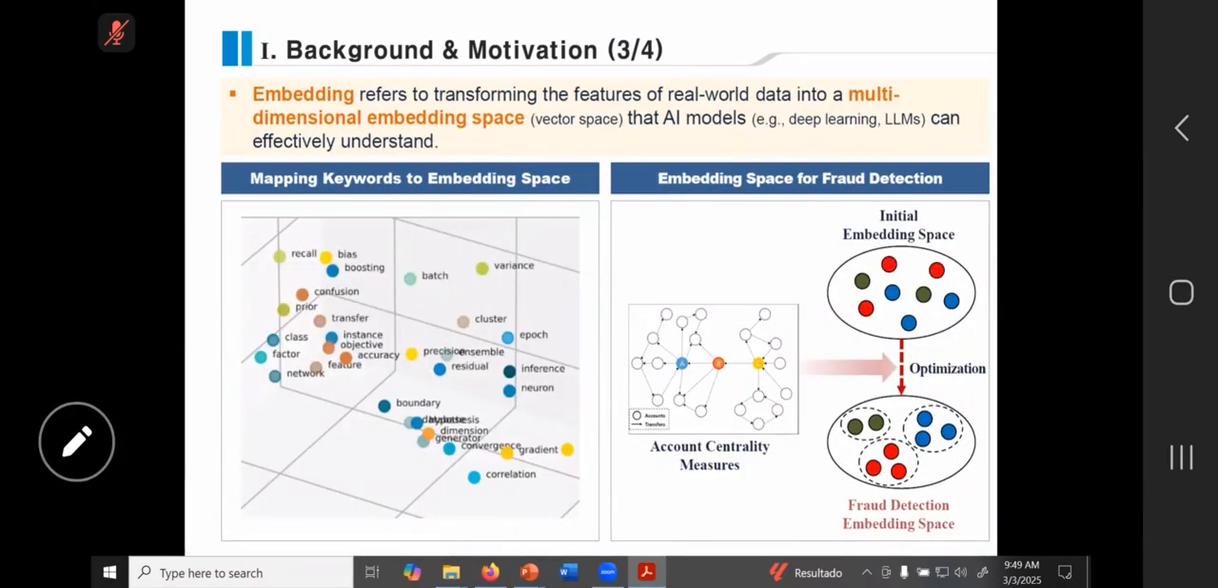Embedding refers to transforming the features of real-world data into a multi-dimensional embedding space. I think many of us are accustomed to this. I will just explain the right figure, the embedding space for fraud detection. If we adopt the account centrality measures, the initial embedding space is optimized to easily find the fraud detection embedding space.